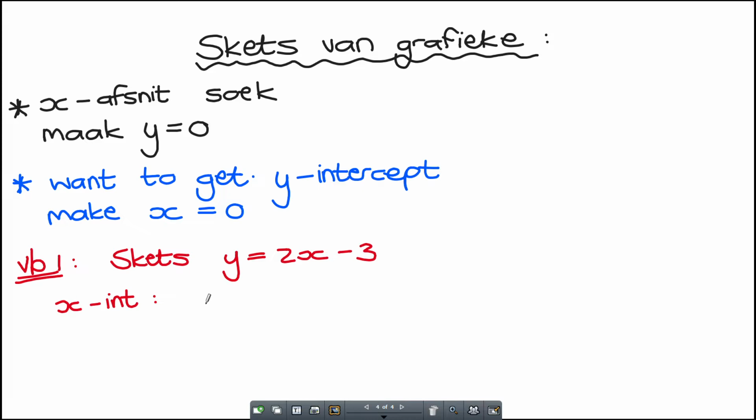So, I'm going to say 0 is equal to the 2x minus 3. Okay, en dan is dit 'n gewone vergelyking. So 2x is gelyk aan positief 3. It means x will be 3 over 2. Nou, okay, kom ons gaan kry ons y afsnit.